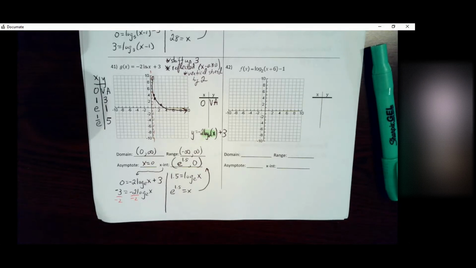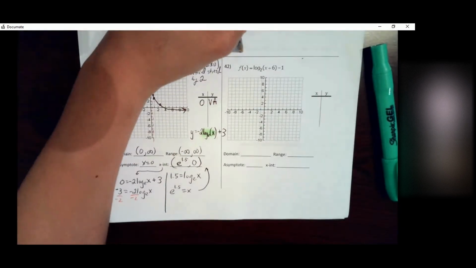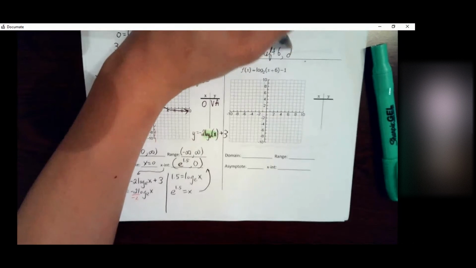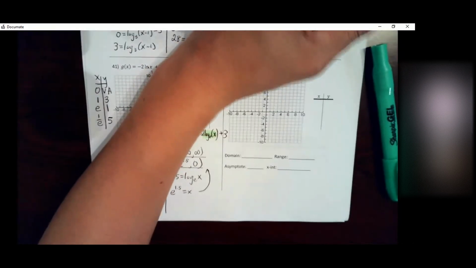Number 42 is, so that's shifted left by 6 and shifted down by 1. Vertical asymptote is -6.